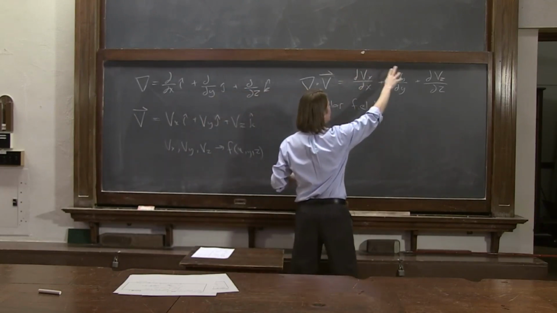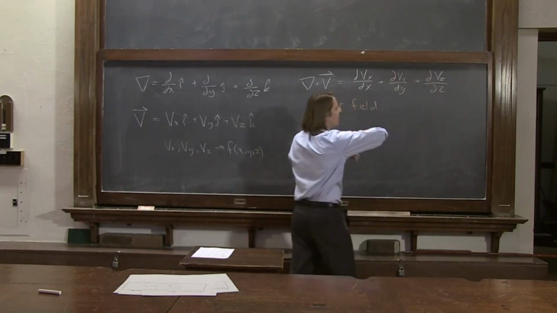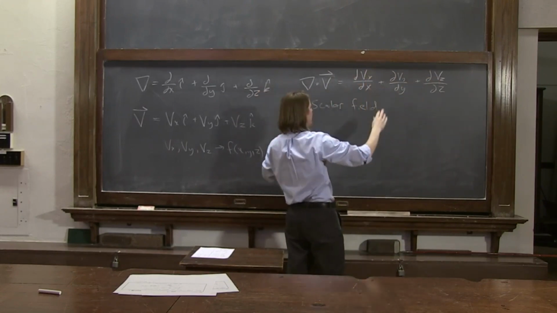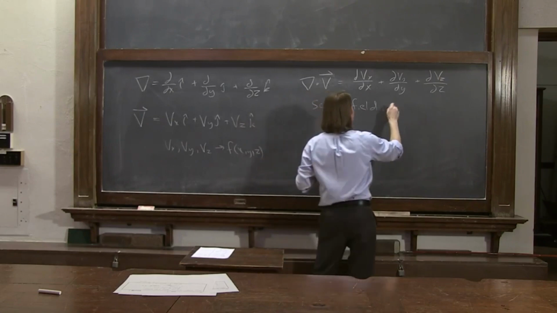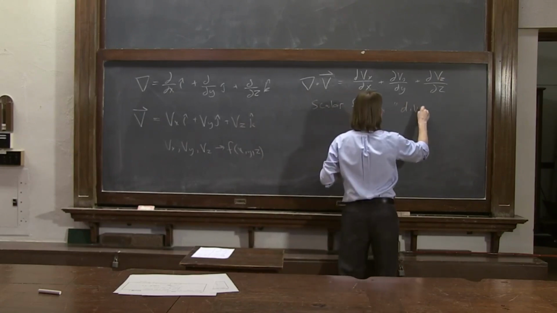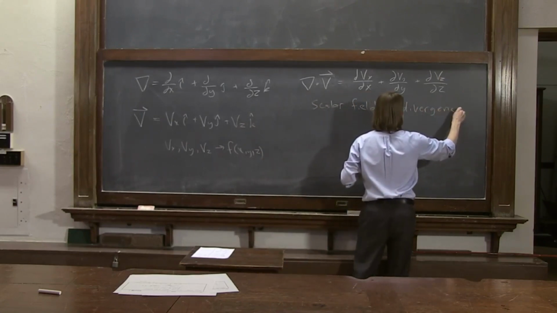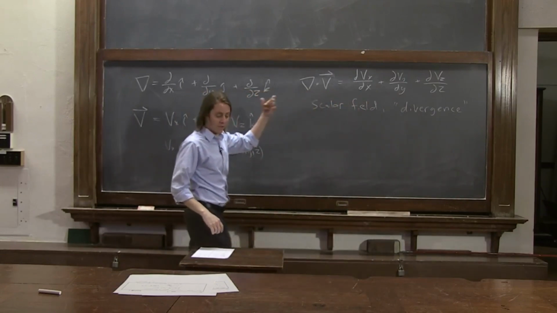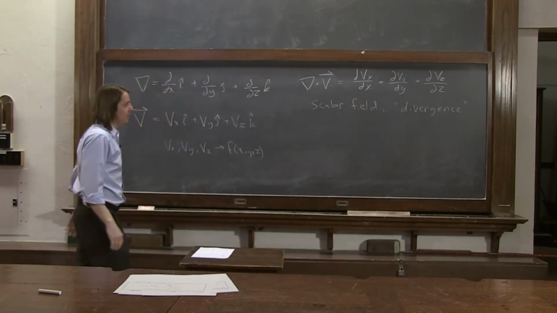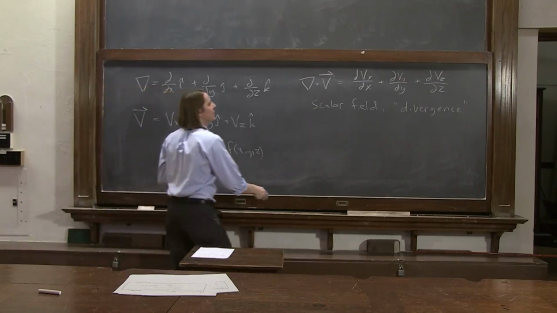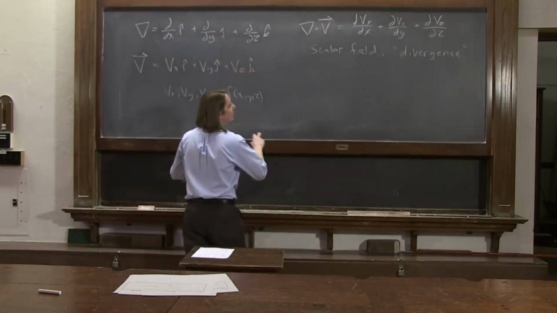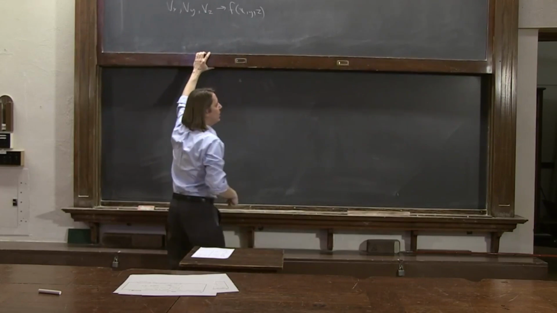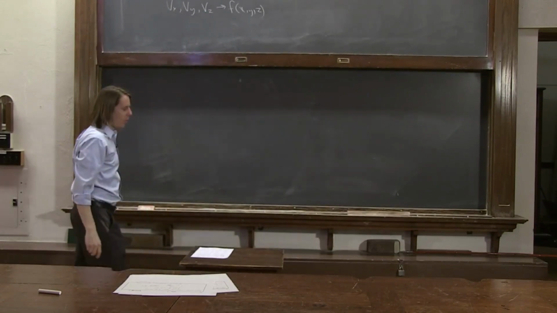So this is some function of x, y, z, plus a function of x, y, z, plus a function of x, y, z. Add them together, it's a great big function of x, y, and z. It's a scalar field, and it's called the divergence. That is the name of this derivative. You take a vector field, take del dot with that vector field, and you get the divergence.